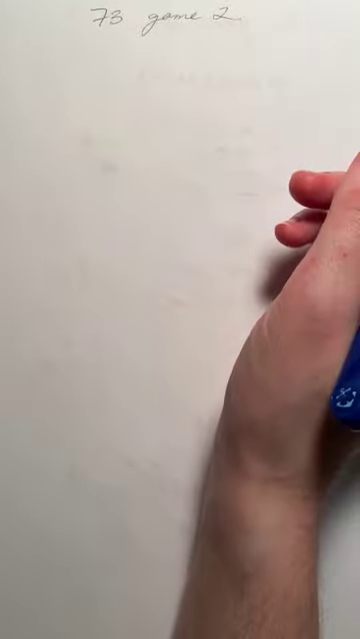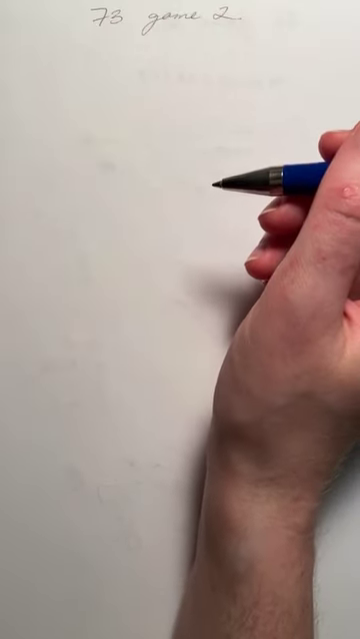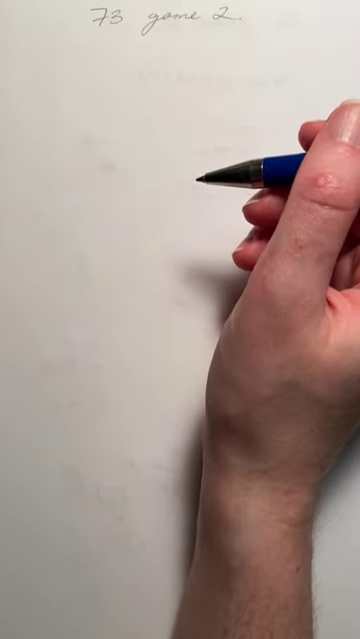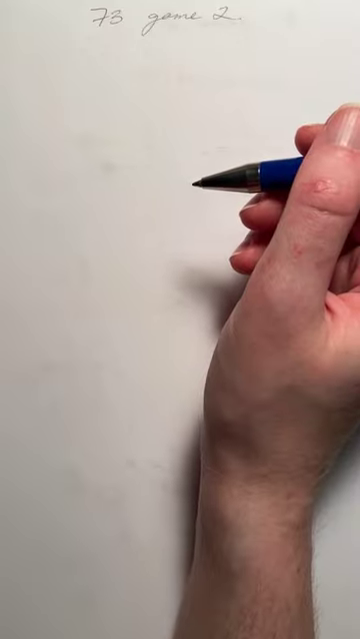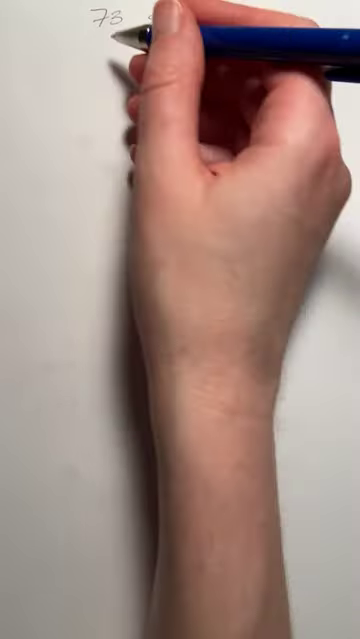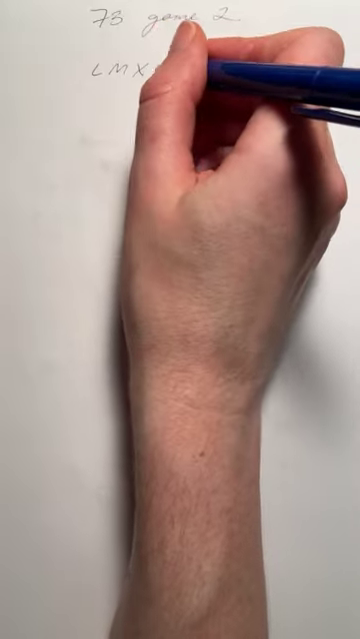In this video I'm going to be going over game 2 from Prep Test 73. I'm just going to do the setup and maybe a couple of the questions. All right. At a business symposium, there will be exactly 5 speakers: L, M, X, Y, and Z.